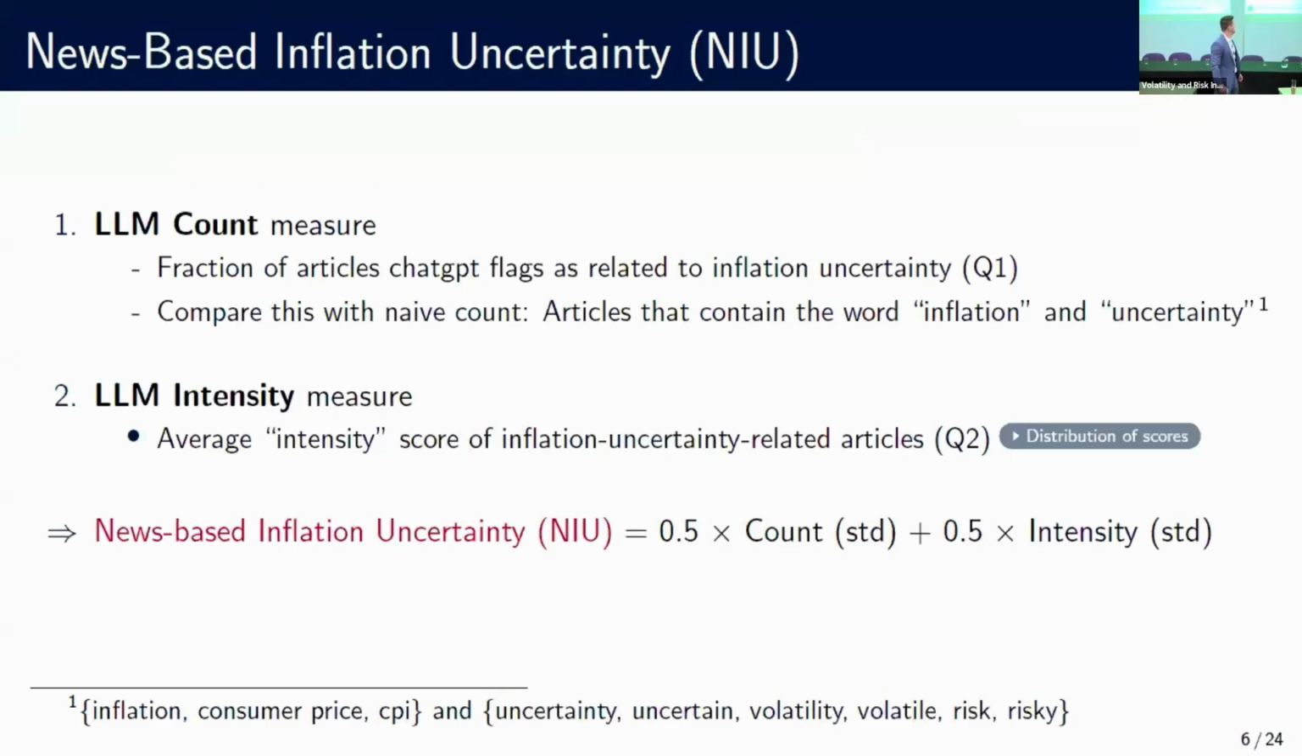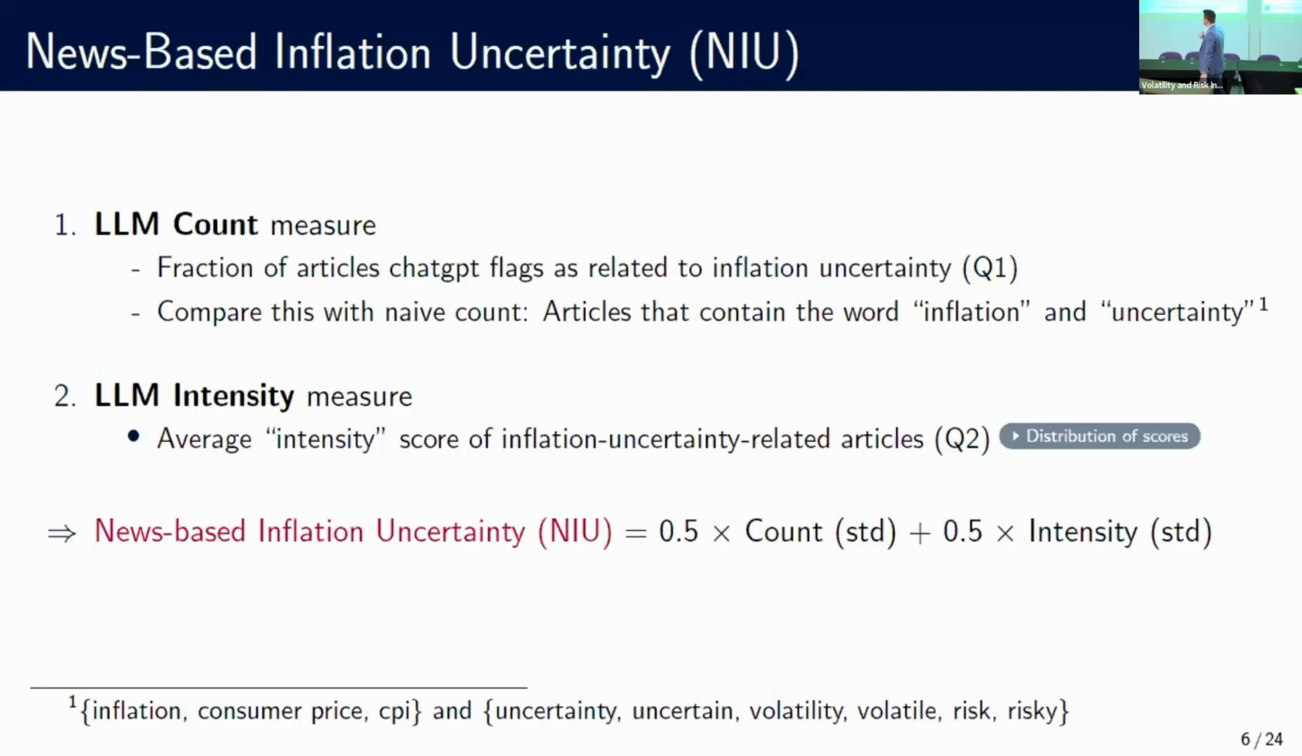We're going to then use the feedback that we get from ChatGPT on all these articles to construct two news-based measures. Number one is a count measure, and number two is an intensity measure. The count measure is simply counting the fraction of articles that are flagged as being related to inflation uncertainty. The naive way we have been doing these uncertainty measures is just counting words. So you count all the articles in which inflation and uncertainty appear, and that gives you a more naive version. That's essentially the pretty famous Baker-Bloom-Davis economic policy uncertainty index. That's how they construct this index.